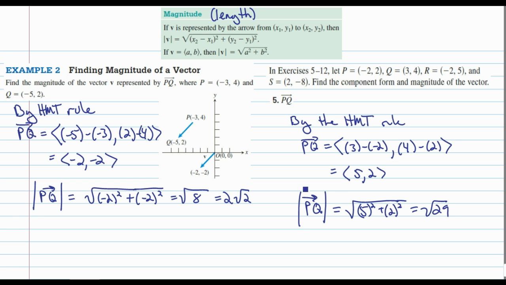And if you notice, absolute value is being used to represent the magnitude, and if you remember from, I don't know, way back in Algebra 1, absolute value means its distance from 0, and we're talking about its distance from the origin.